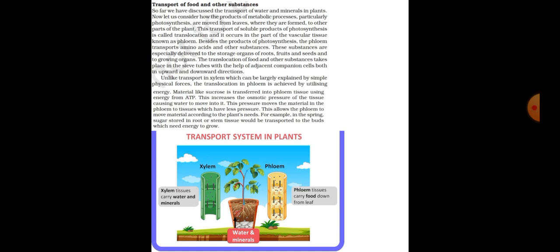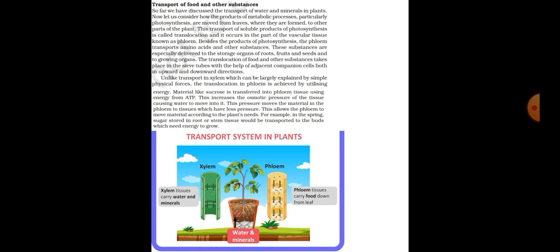This transport of soluble products of photosynthesis is called translocation, and it occurs in the other part of the vascular tissue known as phloem. Besides the products of photosynthesis, the phloem transports amino acids and other substances. These substances are especially delivered to the storage organs of roots, fruits, and seeds and to growing organs. The translocation of food and other substances take place in the sieve tubes with the help of adjacent companion cells both in upward and downward directions.